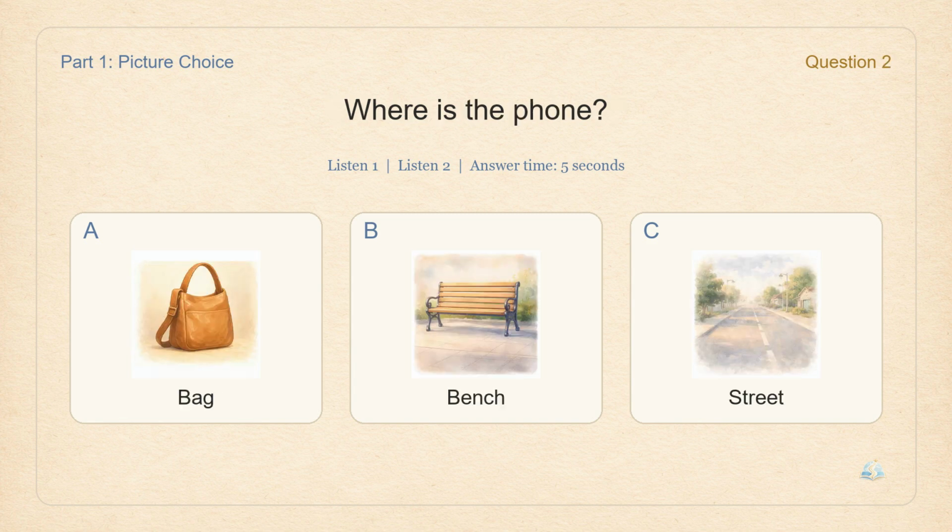Listen 1. The lost phone is on an empty bench in the middle of the park. Listen 2. The lost phone is on an empty bench in the middle of the park.